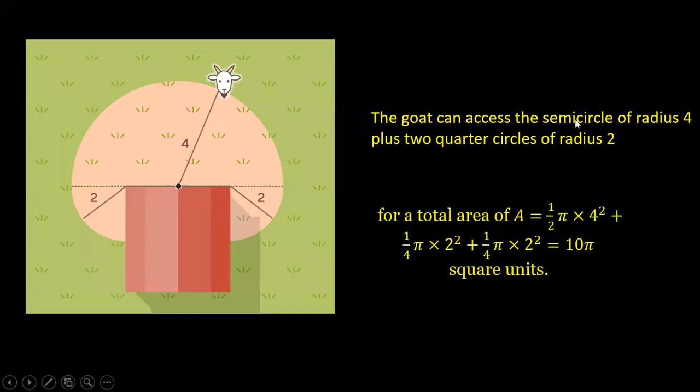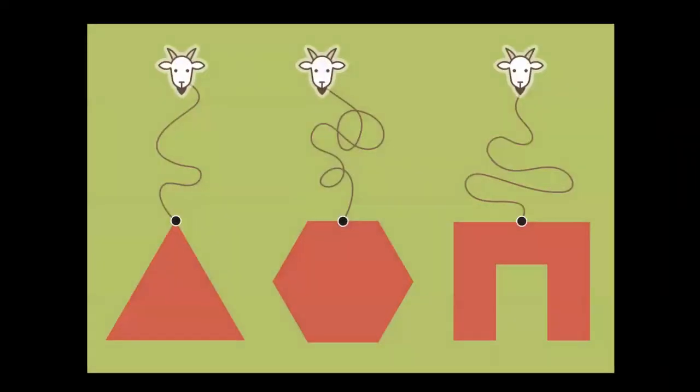For a total area of A equals half multiplied by pi multiplied by 4 squared, plus 1/4 multiplied by pi multiplied by 2 squared, plus 1/4 multiplied by pi multiplied by 2 squared, which is equal to 10 pi square units. You can make the problem more challenging by changing the shape of the obstruction. I have seen goats attached to triangles, hexagons and even concave shapes.